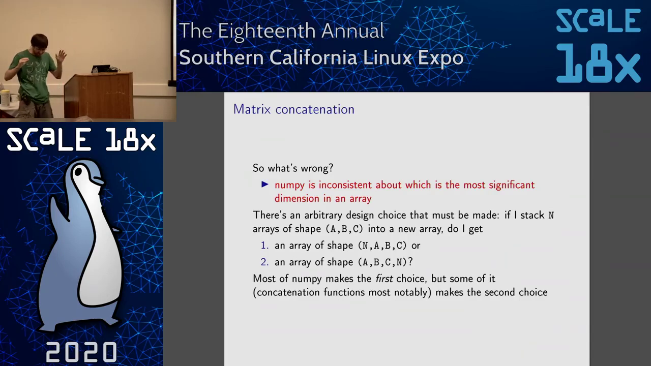So this is kind of an important question, so I'm going to get a little bit deep into what it's actually doing. The fundamental problem is that the system is not internally consistent about which is the most important dimension, the first one or the last one. These numerical algebra systems have a fundamental design decision, which is if you have n objects of arbitrary shape, let's say A, B, C, and you stack them together, does the n go in the front or does the n go in the back? Either answer is fine, but it has to be consistent.